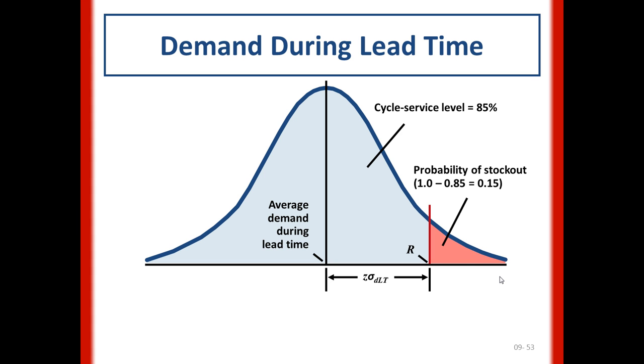A cycle service level of 85% means about 85% of the time the organization will have inventory to satisfy customers. About 15% of the time the organization may stock out. With this picture you can also see that, on average, the demand during lead time is about 50% of the amount of inventory.